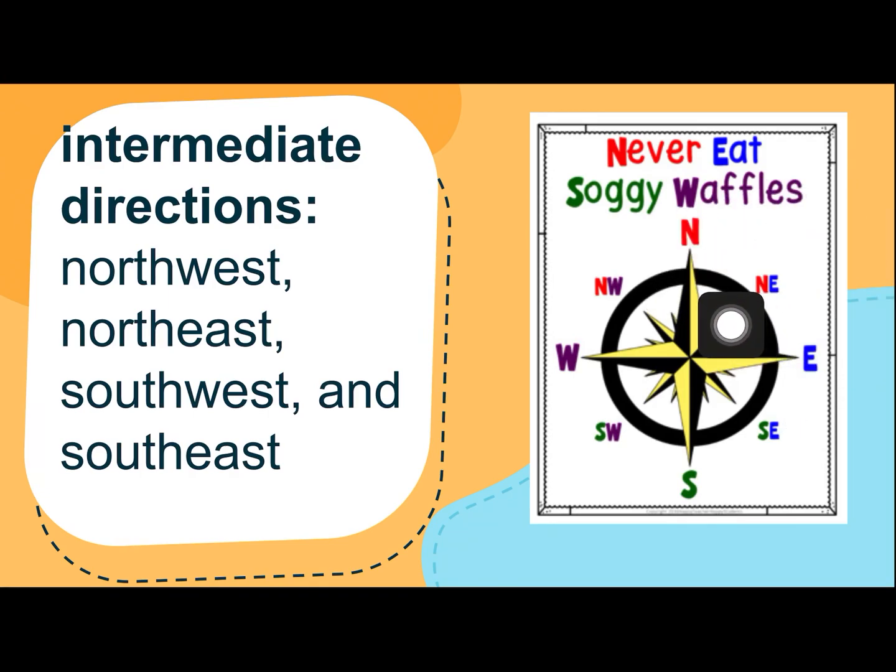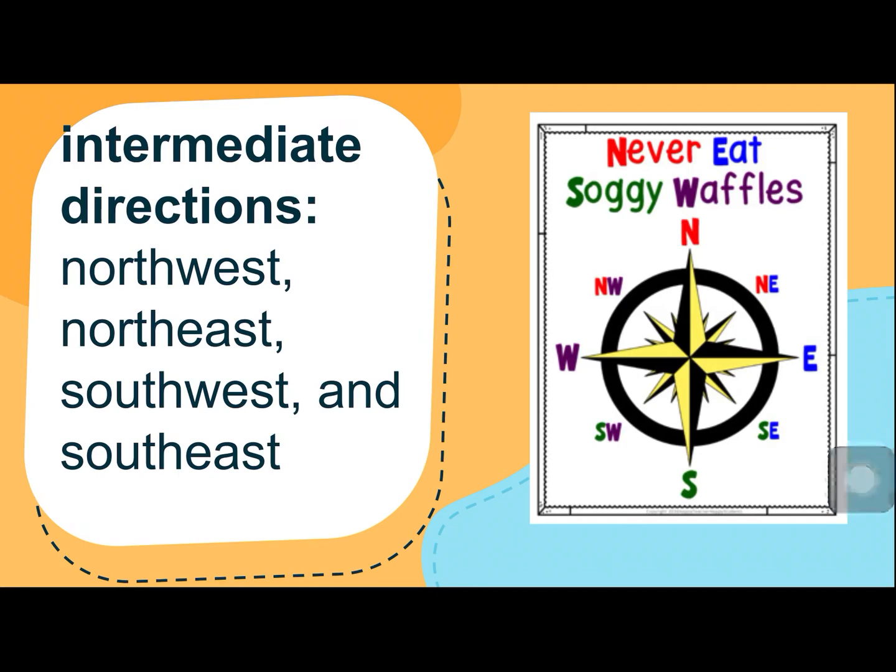It is right in between, so we call it northeast. We also have SE, which stands for southeast. It is in between our south and our east. And then we also have our southwest. It is in between the W and the S, so it is southwest. And lastly, northwest. We are in between our W and our N, which is northwest.